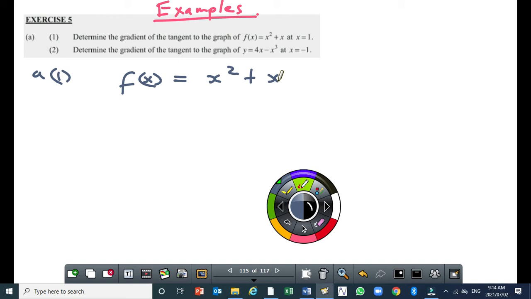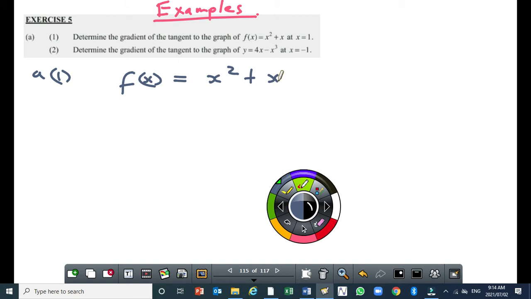Listen, boys and girls, if you see a function with an exponent which is equal to 2, it means it's quadratic. Do you understand? If there is no exponent, there is just x, it's linear. If the exponent is 3, it's cubic. So the properties of that quadratic function, you did them last year, and they will come back this year.